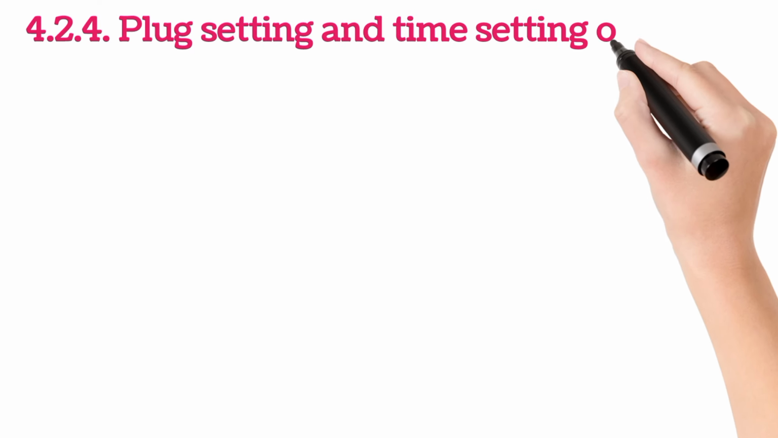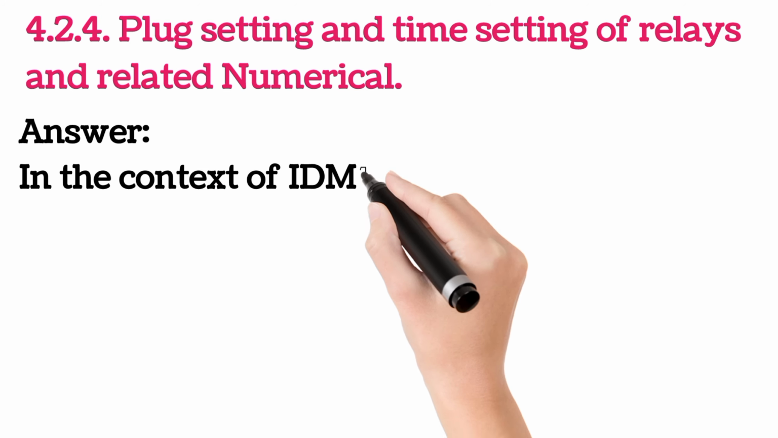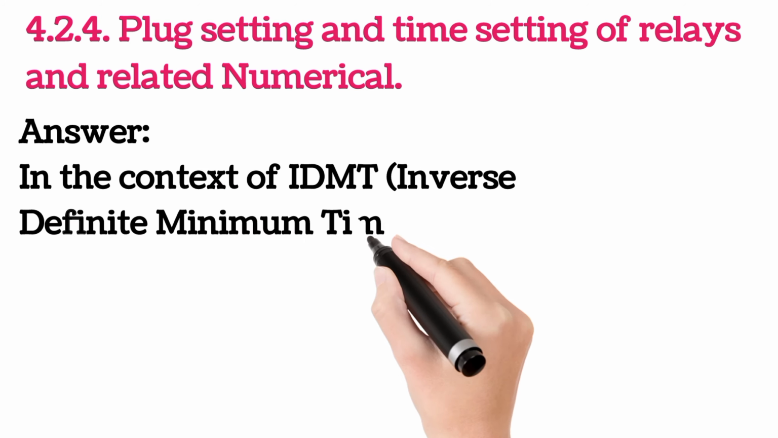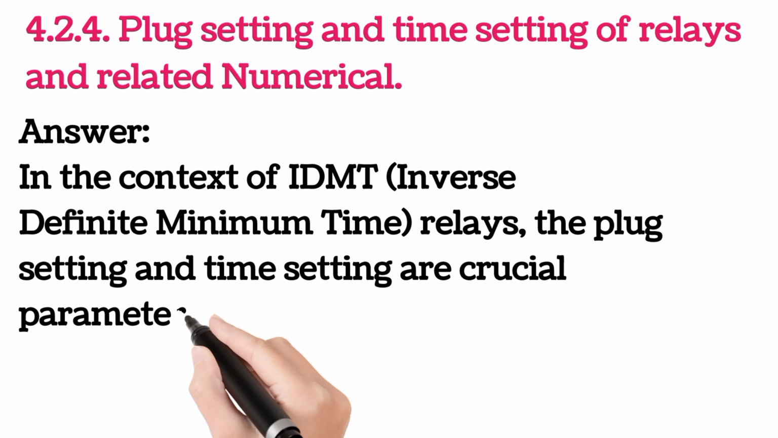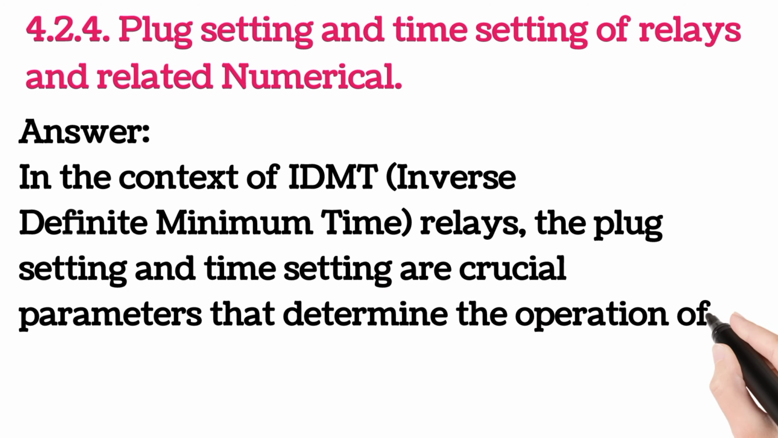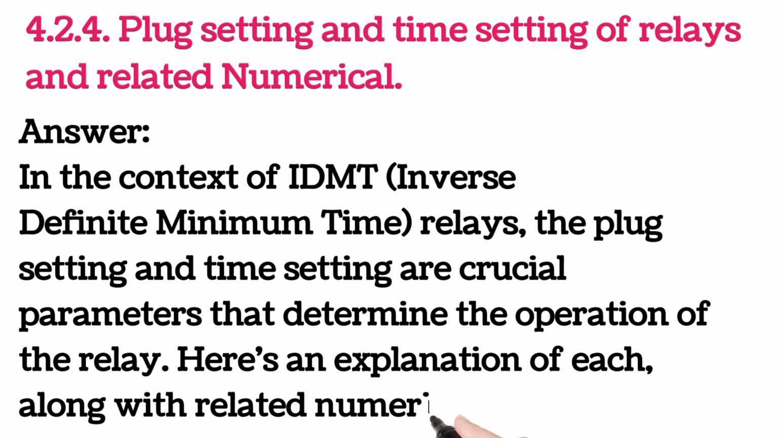4.2.4. Plug setting and time setting of relays and related numerical. Answer. In the context of IDMT (inverse definite minimum time) relays, the plug setting and time setting are crucial parameters that determine the operation of the relay. Here's an explanation of each, along with related numerical values.